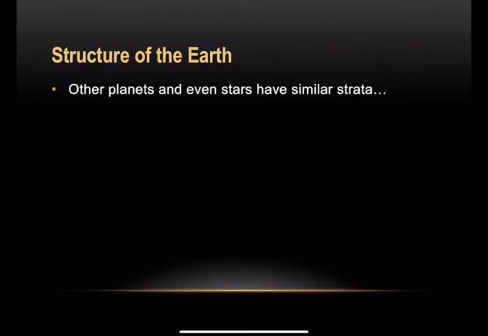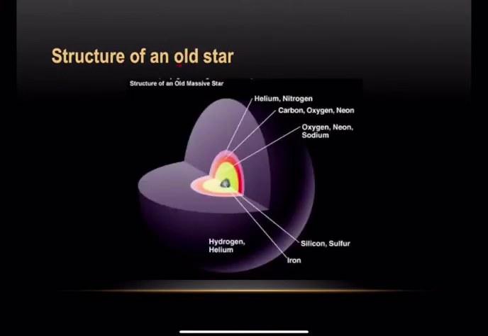All right, one more last thing before I talk to you about the quizzes. The structure of the Earth is similar to the structure of other planets and even stars. So let's look at an old star. I talked about an old star at the beginning of the class. An old large star will have burned through its hydrogen and helium, and it's going to start creating elements all the way up to iron. But iron is high density, so it's going to store that iron at the center of itself because of its density pulling it to the center of the star.